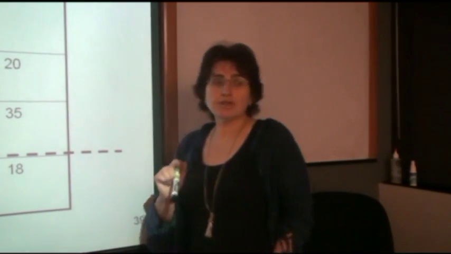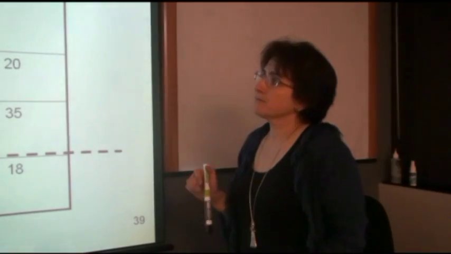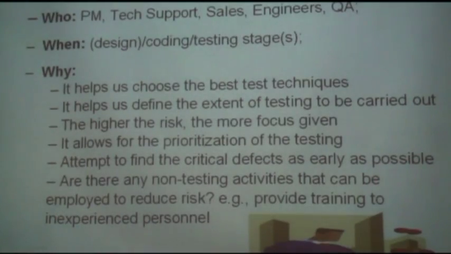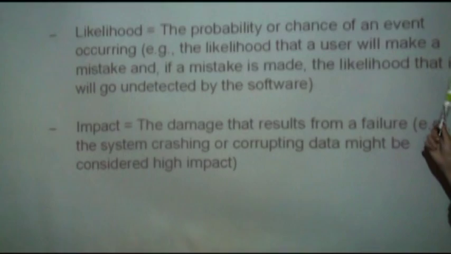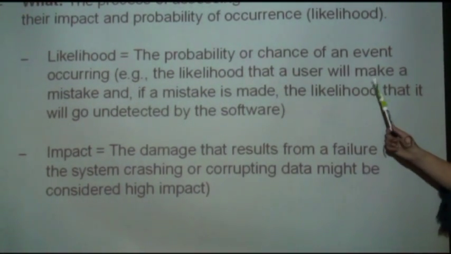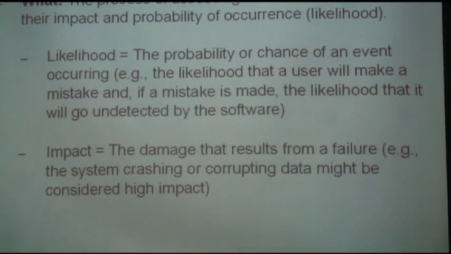Then, for each feature, you need two pieces of information. You need two pieces of data. One is likelihood of failure. So what is likelihood of failure? This is the probability of an event occurring. For example, it is the likelihood that the user will make a mistake, and if a mistake is made, the likelihood that it will go undetected by the software.